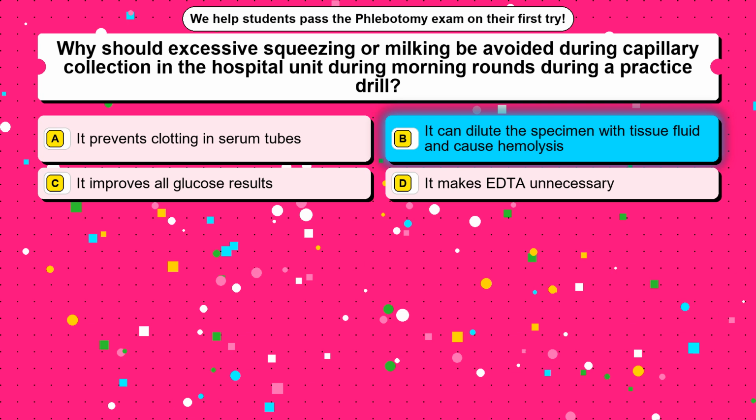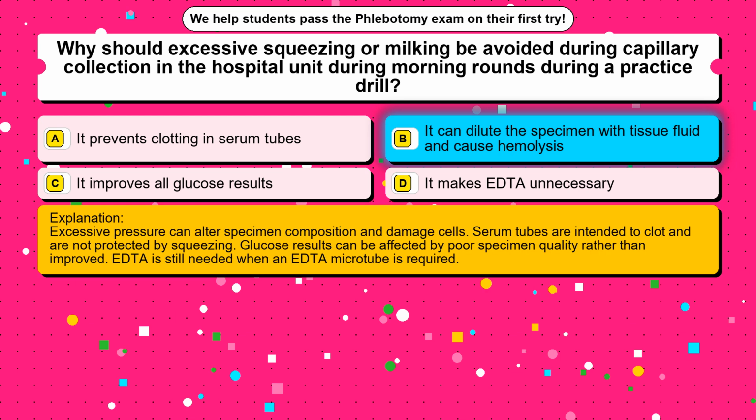The correct answer is option B. It can dilute the specimen with tissue fluid and cause hemolysis. Excessive pressure can alter specimen composition and damage cells. Serum tubes are intended to clot and are not protected by squeezing. Glucose results can be affected by poor specimen quality rather than improved. EDTA is still needed when an EDTA microtube is required.